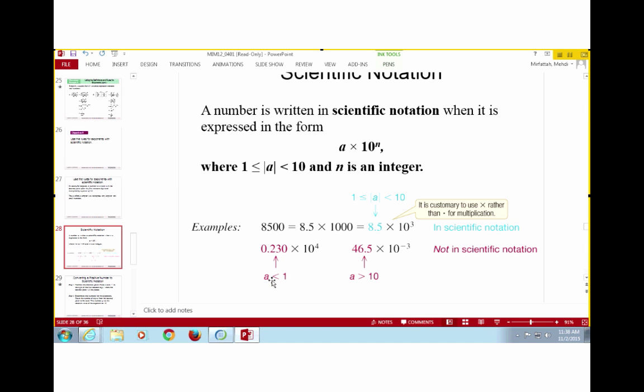0.230 times 10 to the power of 4, this a is less than 1. In this case, 46.5 times 10 to the power of minus 3, this a is greater than 1, so that's not a scientific notation. You want to make sure this number here is between 1 and 10. So 46.5 times 10 to the power of minus 3 is not a scientific notation, right? This number has to be between 1 and 10. Okay, so this is not a scientific notation.